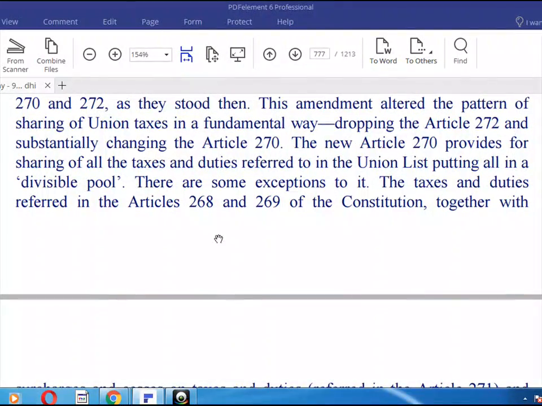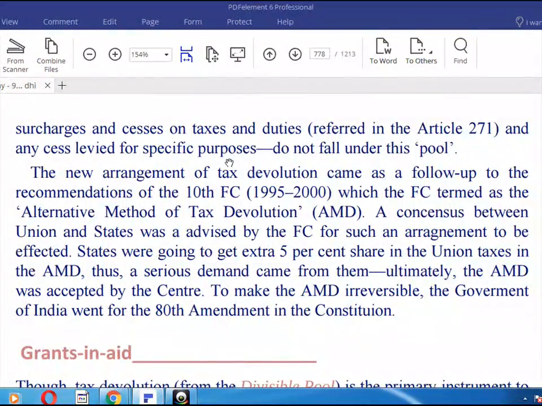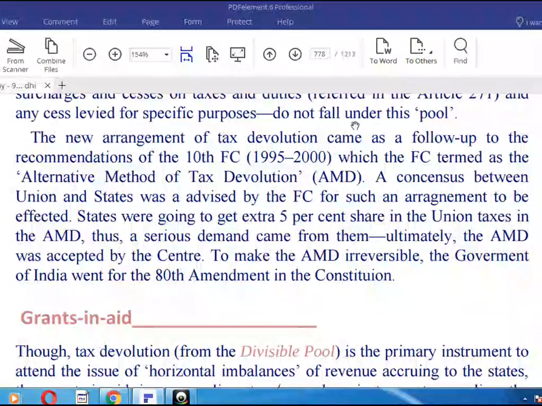There are some exceptions to it. The taxes and duties referred to in Articles 268 and 269 of the Constitution, together with cesses and taxes and duties referred to in Article 271, and any cess levied for a specific purpose, do not fall under the pool.